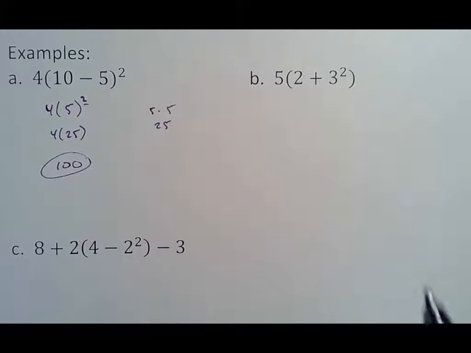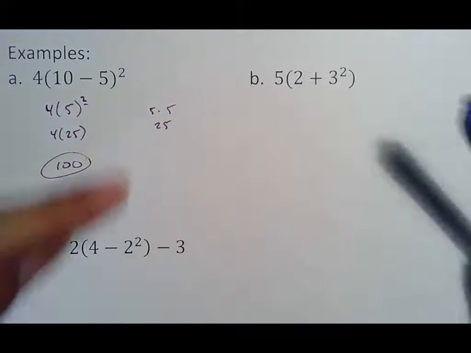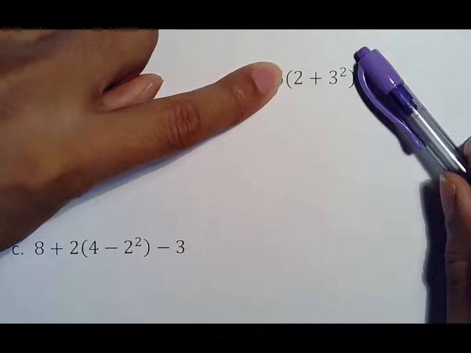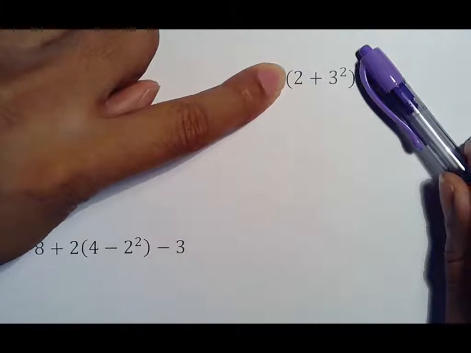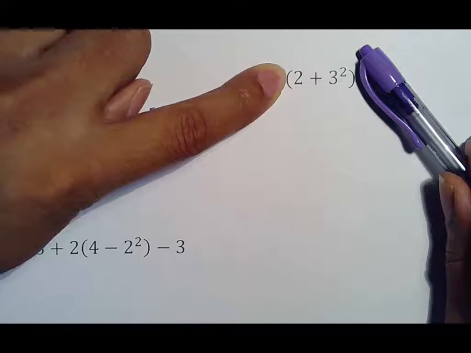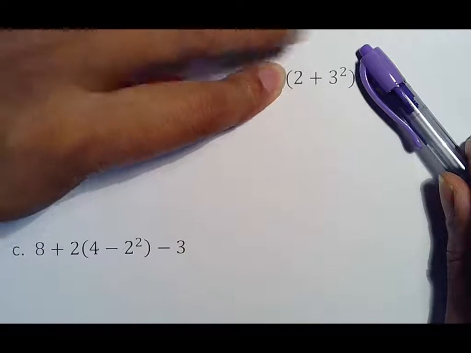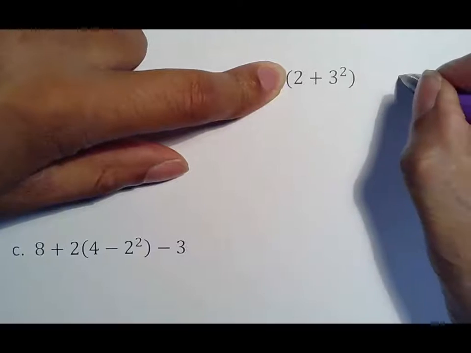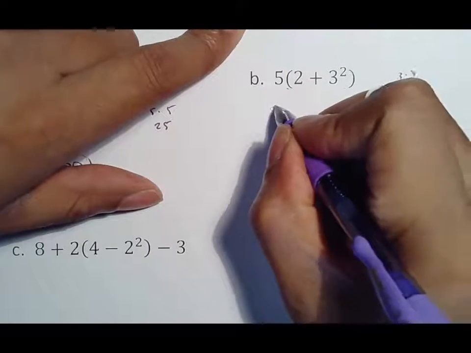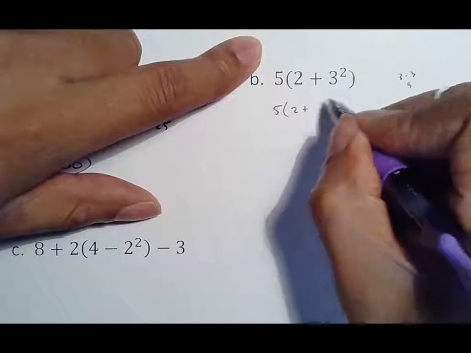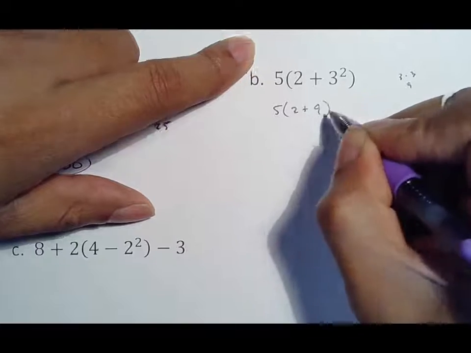Looking at B, again, first thing I notice, there's parentheses and there's a decision to make, so we focus only on this. As we focus on this, what I see is that we have an addition symbol and an exponent. So who would go first? Obviously it's the exponent, so we're going to do 3 times 3, which is 9. So rewrite the 5, rewrite the 2 and the plus, turn this into a 9.